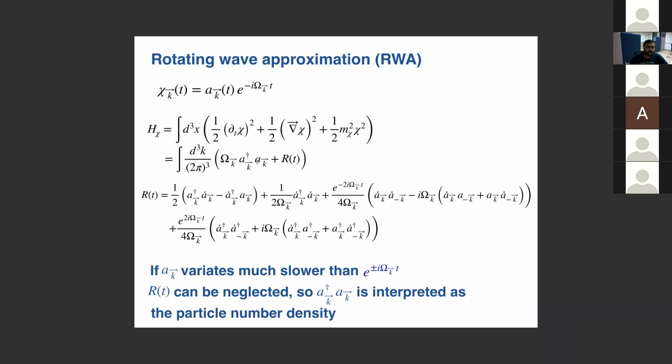Then one can find that in this case the particle interpretation is correct, because we can define this A dagger A as the particle number density, I mean density in momentum space. But if R is not small, then I think the particle interpretation breaks down.